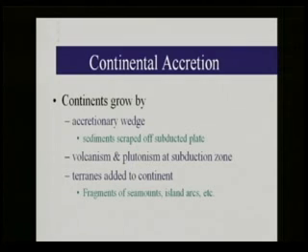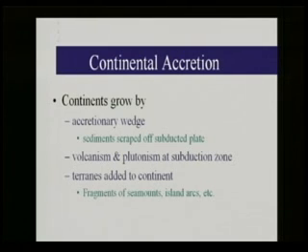Okay, we're briefly going to discuss continents and the formation of continents. We've already mentioned accreting that volcanic arc to the continent when we looked at oceanic convergence. Continents grow by accretionary wedges, and these are the sediments that are scraped off the subducting plate. Continents can grow by volcanism and plutonism at the subduction zone. That magma rises, creates volcanoes, or if it cools below the surface, we have plutons.